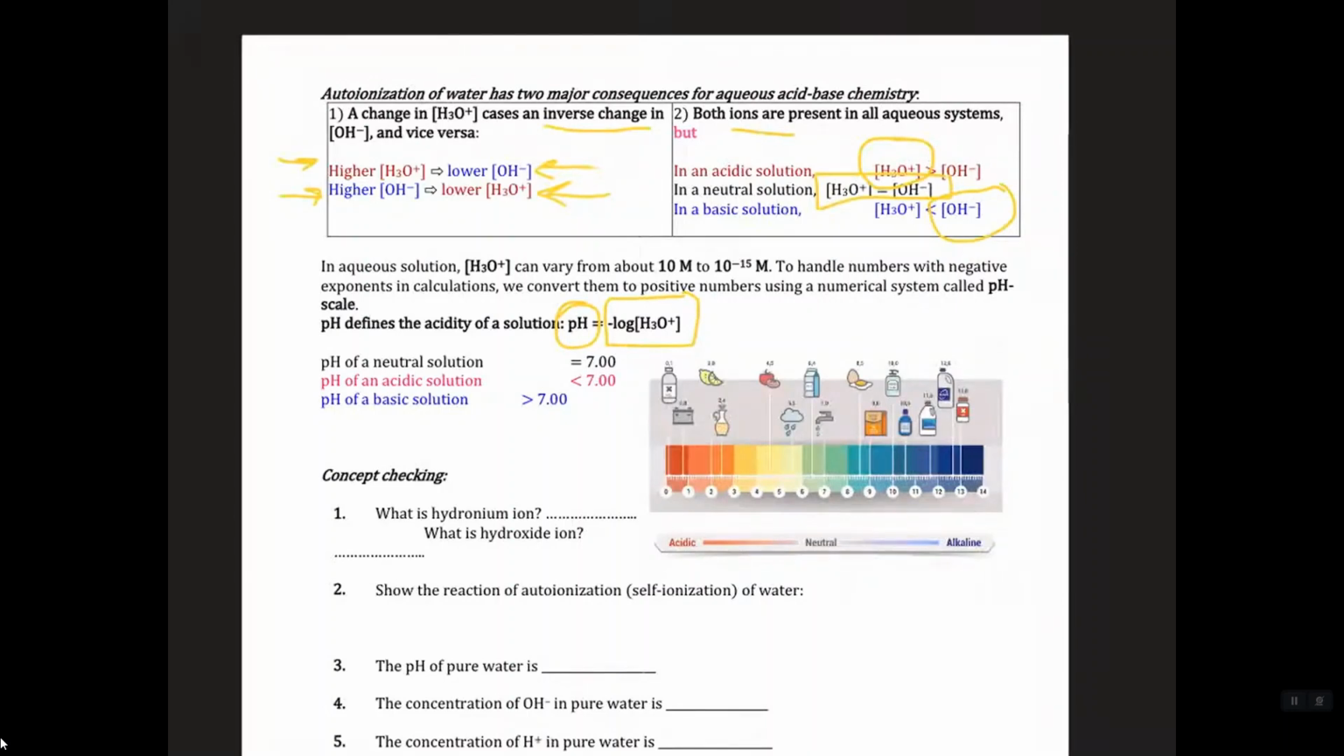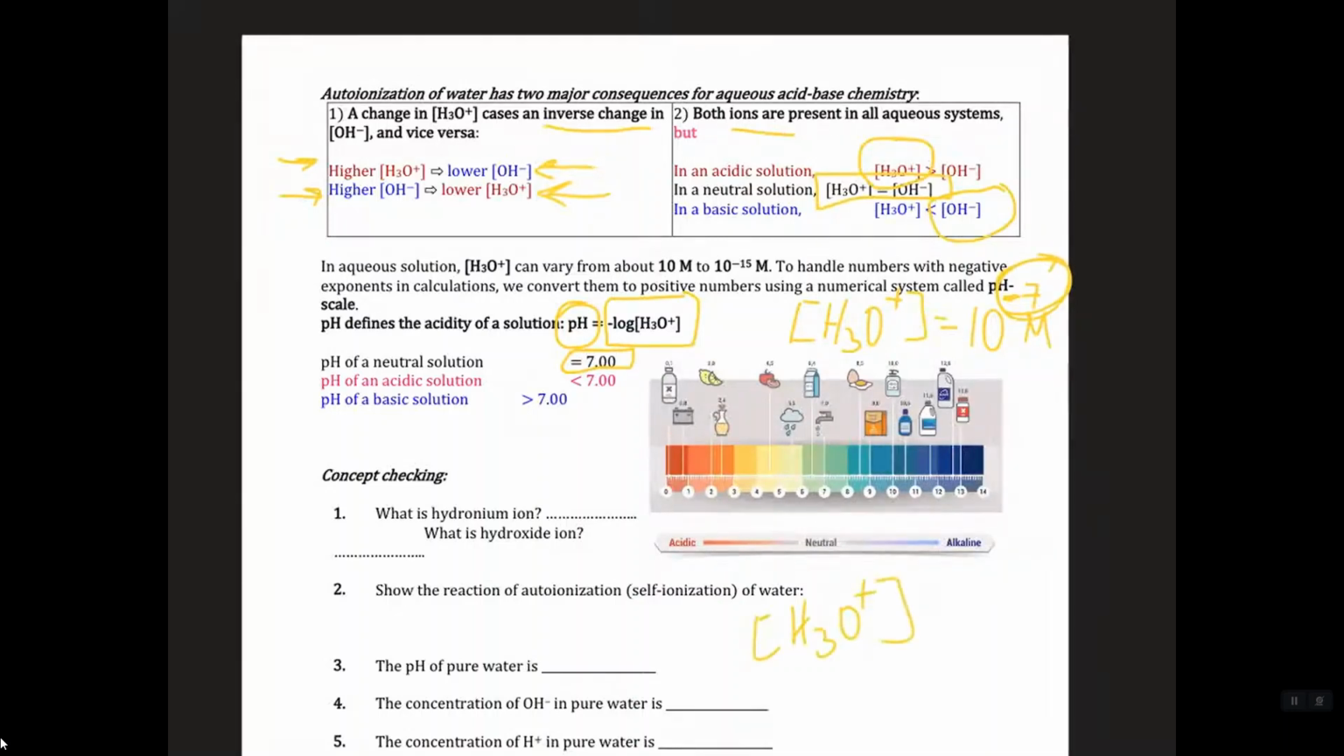So in the neutral solution, the concentration of hydronium ion is 10 to the negative 7 molar. If you take the negative log of this number, it's going to be opposite in sign to the exponent. So the pH of neutral solution is 7. If you increase the concentration of hydronium ions, I need you to think about it.